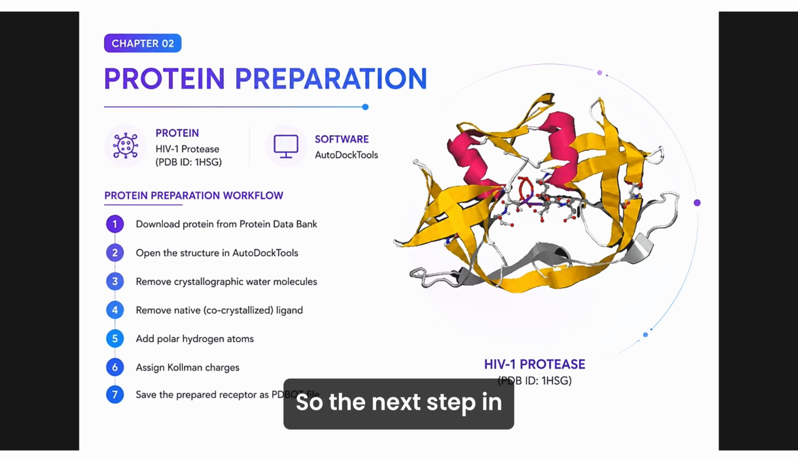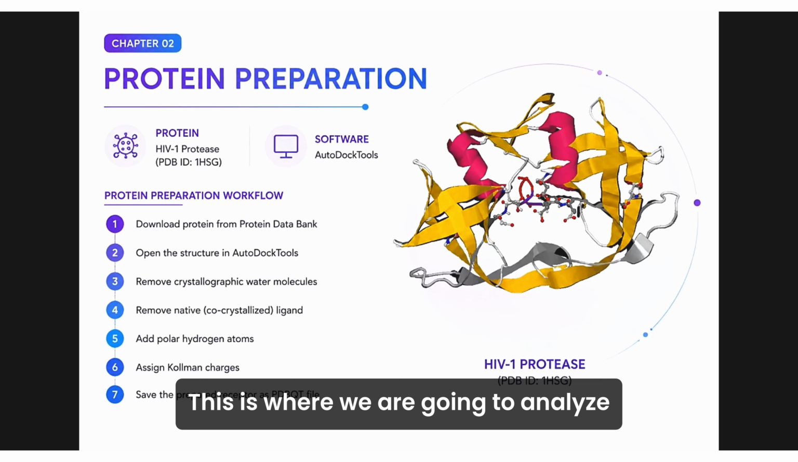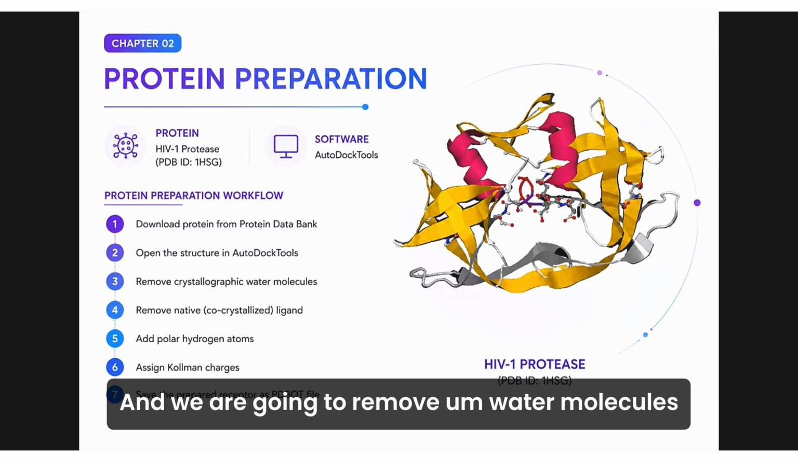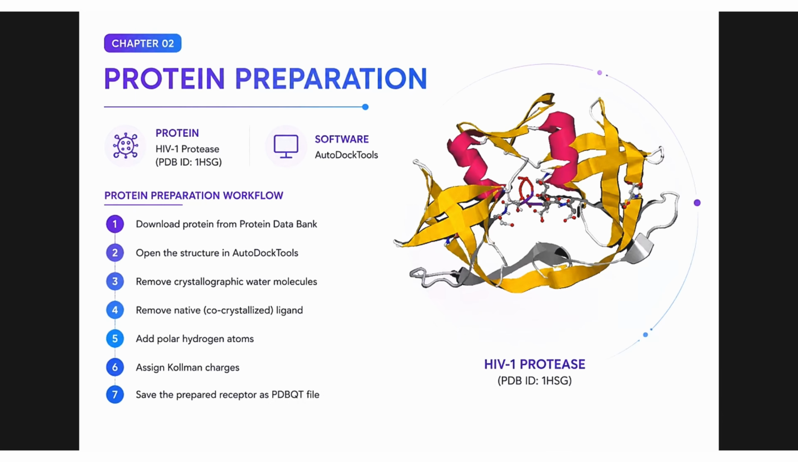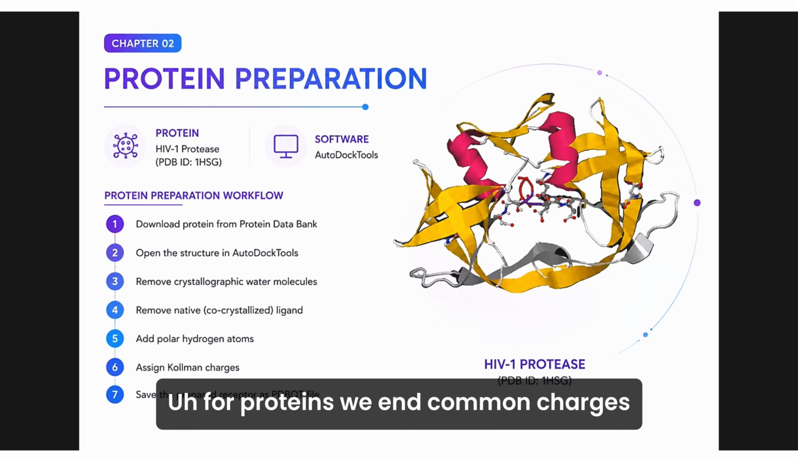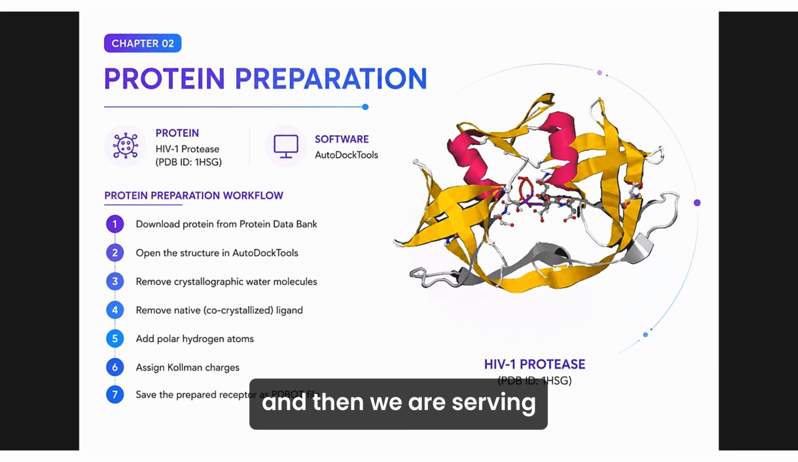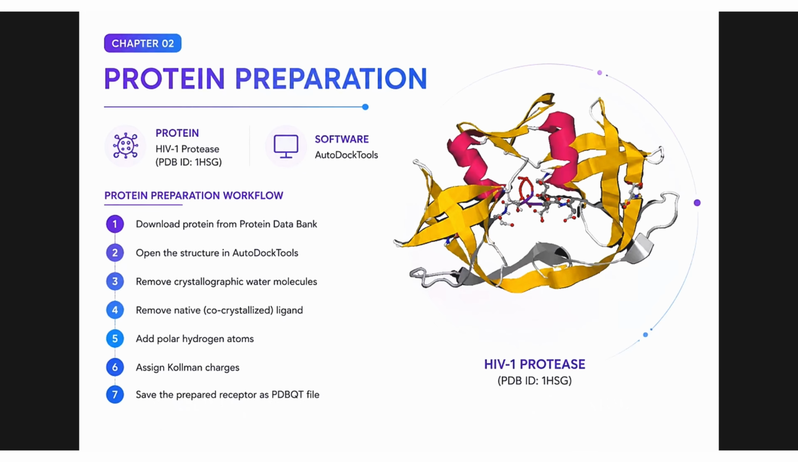The next step in the docking process is protein preparation. This is where we are going to analyze the structure of the protein, and remove water molecules, remove native ligands, and add hydrogen atoms and charges. For proteins we add Kollman charges, and then we save the file as PDBQT.